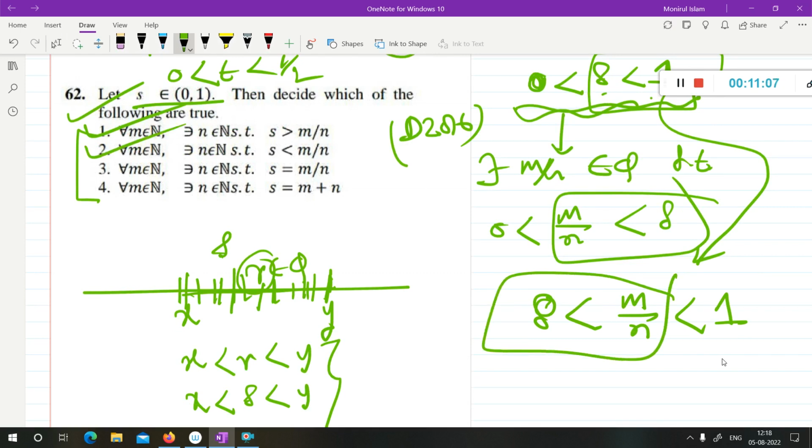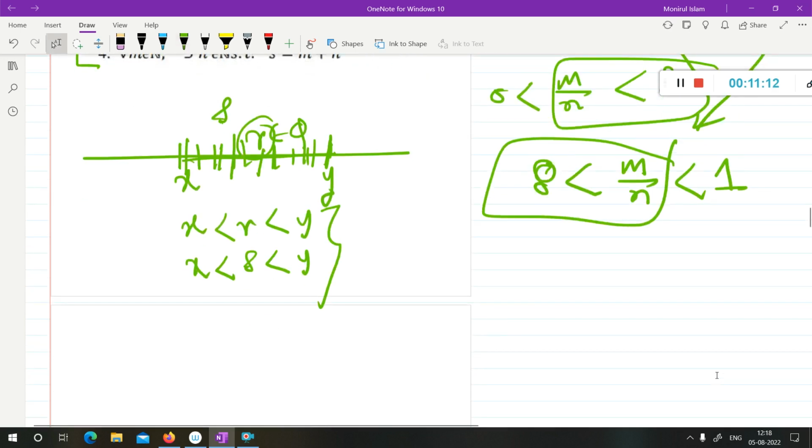Now, s belonging to 0, 1 doesn't imply s is rational. s may be irrational. Suppose I choose s equal to 1 by root 2, then this number belongs to 0, 1, since 0 is less than 1 by root 2 less than 1.